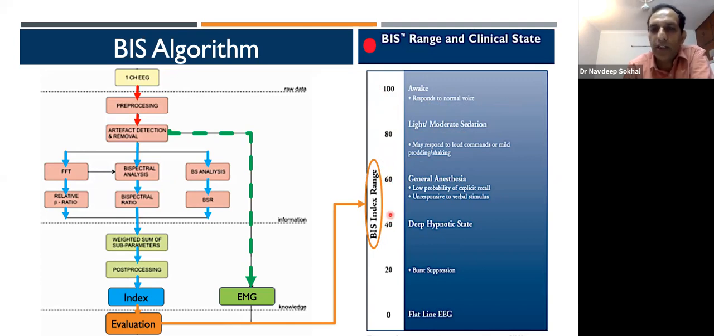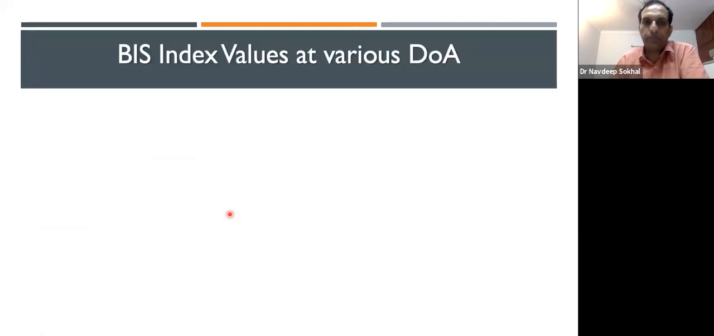From 60 to 40, it would be adequate depth of anesthesia. Below 40, it is called deep hypnotic state, and you will start having burst suppression, that is intermittent isoelectric line and bursts. And finally, at zero, at flat, there would be no electric activity, a flat line. So this is how the BIS and the EEG signals are processed to give an index, which is then evaluated based upon the values of that number.